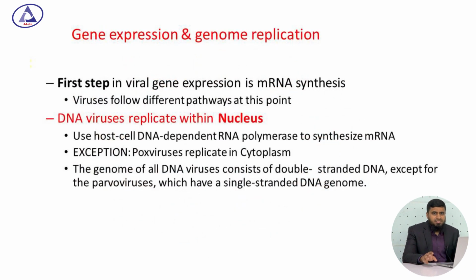Now, this gene expression and genomic replication is different in DNA virus and RNA virus. In DNA viruses, genomic replication occurs in the nucleus, with some exceptions, such as pox, which although a DNA virus replicates in the cytoplasm. RNA viruses usually replicate in the cytoplasm, but there are also exceptions, such as retrovirus and influenza virus, which replicate in the nucleus. We know all DNA viruses have a double-stranded genome except parvovirus, and all RNA viruses have a single-stranded RNA genome, except rotavirus.